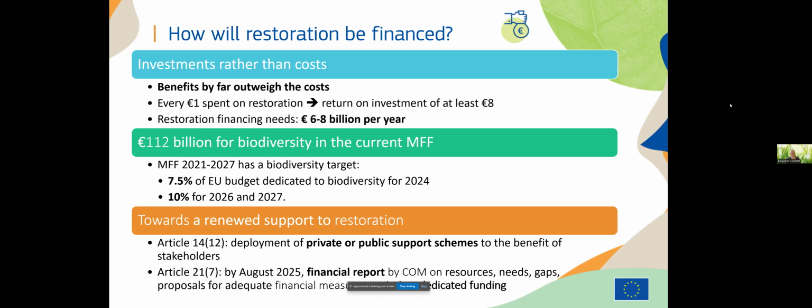What's the financing? The first thing about financing is that every study we've looked into in any detail has found that the benefits of restoring nature far outweigh the costs. We use this number, I would take it with a pinch of salt, but every €1 spent on restoration returns an investment of at least 8. That's in our impact assessment. We looked at many studies. We found numbers higher than this. This was smaller, but this was the average.